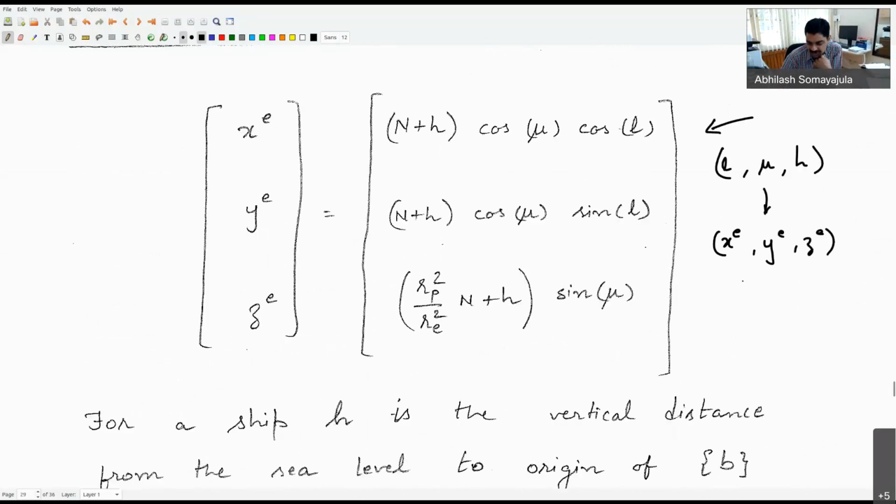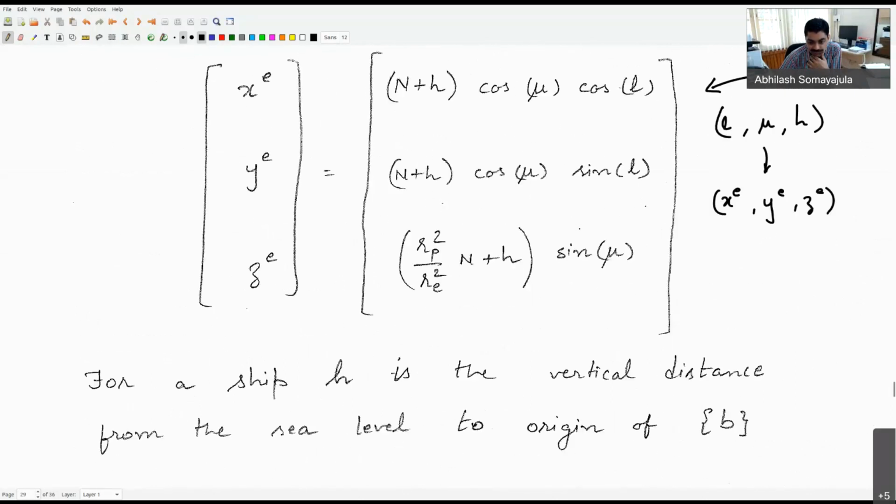And then we also talked in the last class how the latitude, longitude, and height can be converted to XE, YE, and ZE. Up to here, are there any questions? Any questions so far? No questions, right? Okay, all right.